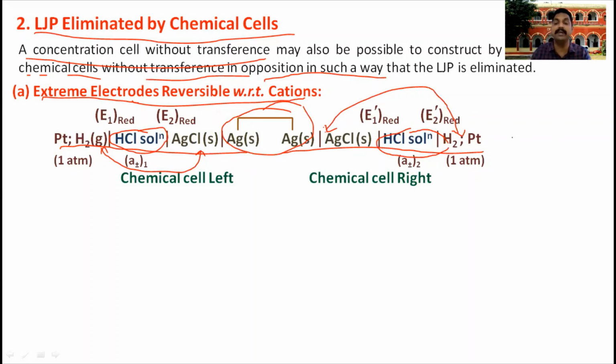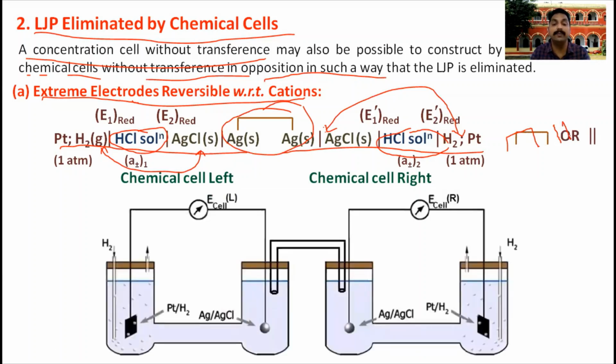Here salt bridge can be represented like this or it can be represented by two vertical lines. If you see the cell, the overall cell will be like this. Here on left hand side, hydrogen electrode is dipped in HCl solution. Whenever we use hydrogen electrode, there should be platinum. So यहाँ पर एक platinum plate है, और hydrogen gas इस तरफ से हम supply कर रहे हैं. So here we have hydrogen electrode and on right hand side we have silver and silver chloride. So these two are dipped in same solution, that is HCl solution.